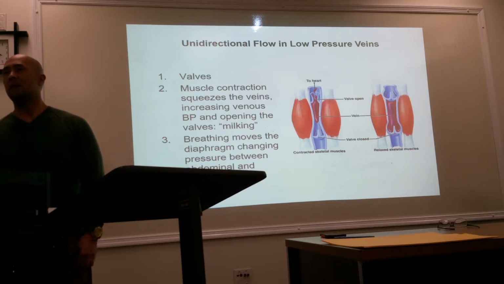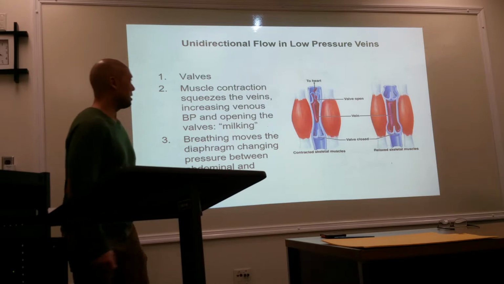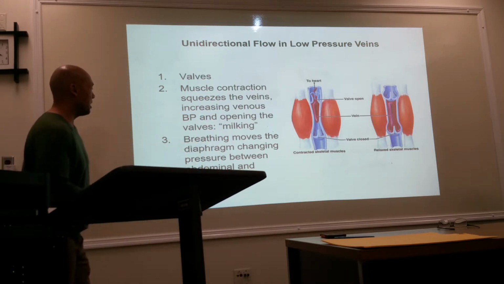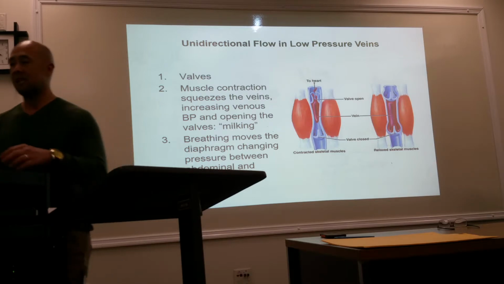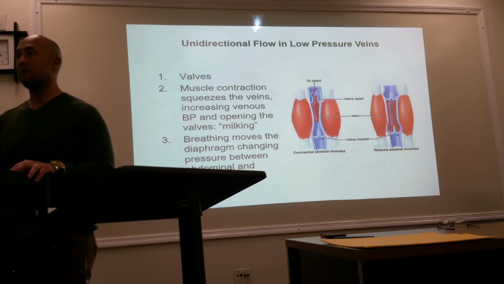All right. You guys, are we okay with unidirectional flow? Okay, so low pressure veins, we have valves to keep one-way direction. Muscle contraction keeps it flowing in one direction. This is also known as milking. I did not make this up. Breathing moves the diaphragm, changing the pressure between the abdominal and also thoracic cavity, allowing for easy movement of the blood through the veins.